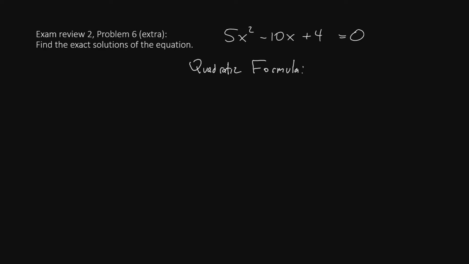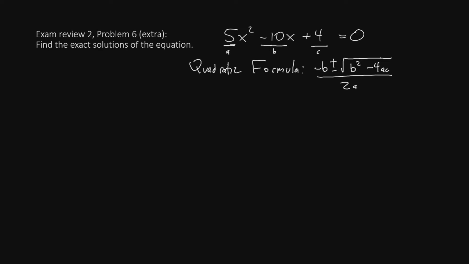The quadratic formula goes negative b plus or minus square root of b squared minus 4ac, divided by 2a. So the a is going to be this number in front of x squared, the b is going to be this number next to x, the c is going to be this number that has no letter. So let's try placing that in the quadratic formula.